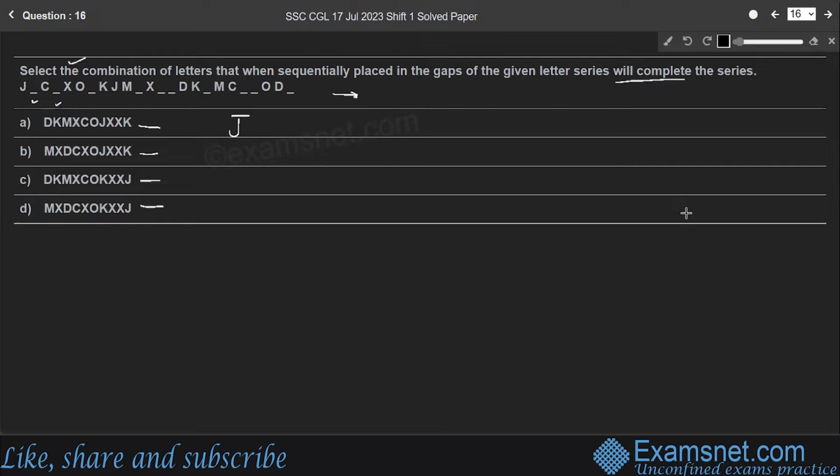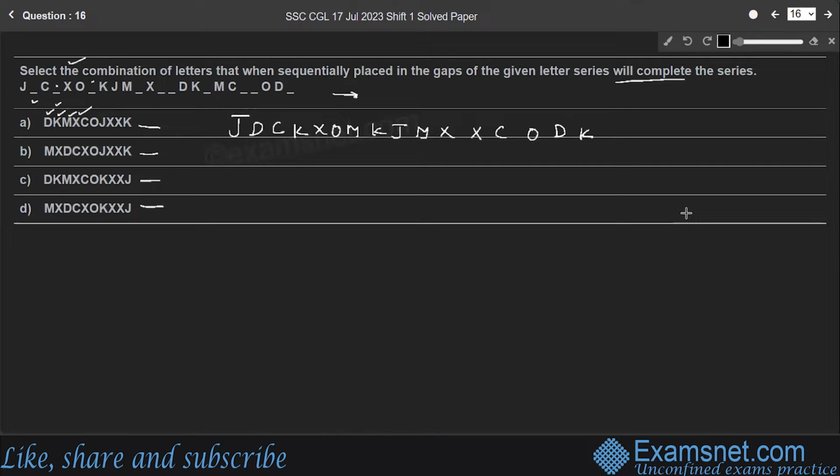There is a blank, fill with D. C is the third letter. There is a gap, fill with K. Then X, O are the letters. There is a gap, fill with M. So K, J, M, K, J, M. Fill with X. One more X is there. There are 2 blanks, fill with C and O respectively.